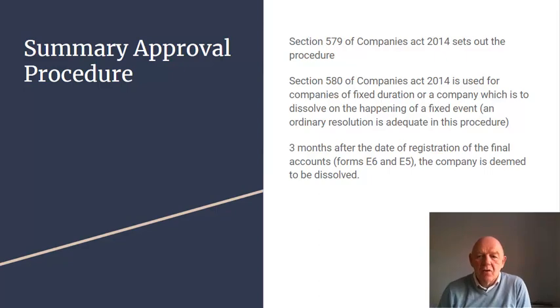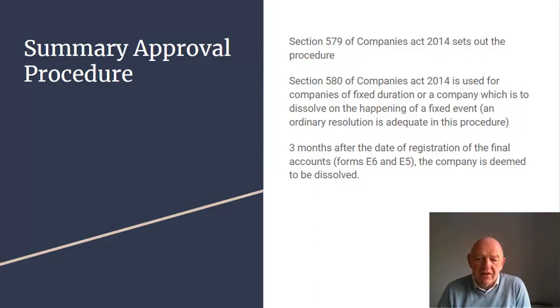This is a summary approval procedure, and that's a procedure that's referred to in section 579 of the Companies Act 2014. There's also a procedure set out in section 580 of the Companies Act 2014, and that is not the summary approval procedure. That involves companies of a fixed duration. So they were to finish up or dissolve after a period of time or on the happening of a specific event. A little bit like a specific purpose contract of employment. So an ordinary resolution is adequate in the procedure for the fixed duration company. The one we're looking at is the section 579 procedure. It's a solvent company. It's not a fixed duration one.